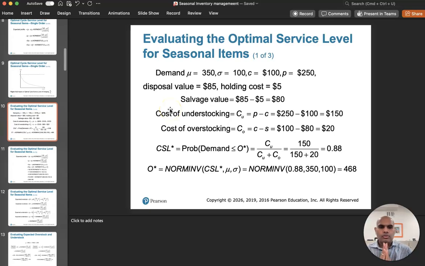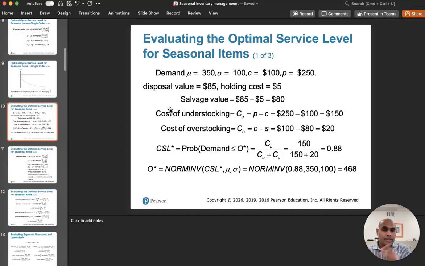Okay, everyone. Welcome to the second video in a series of videos about the Newsvendor model. In the previous video, I talked about the basics of the Newsvendor model, the idea of cost of understocking, the unit cost of understocking, the unit cost of overstocking, and we went over some of the formulas there.